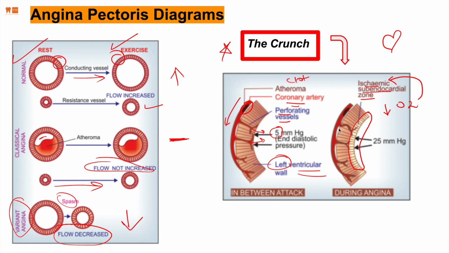So this atheroma prevents blood from properly flowing to the ventricular wall. During angina, there is something known as the crunch, which is this. And that crunch is because there is a subendocardial, so inside of the heart, sublayer, that is ischemic. And therefore, the pressure at the end diastolic region increases significantly, almost 5 times. And that causes pain.